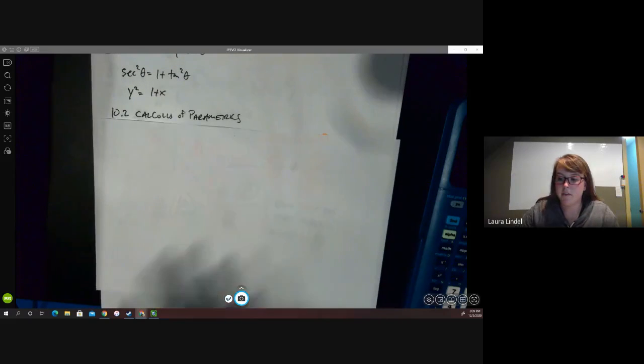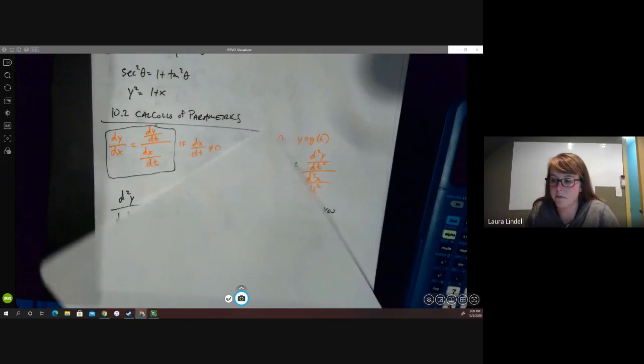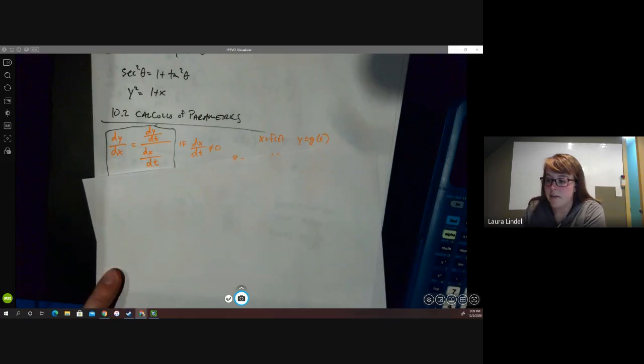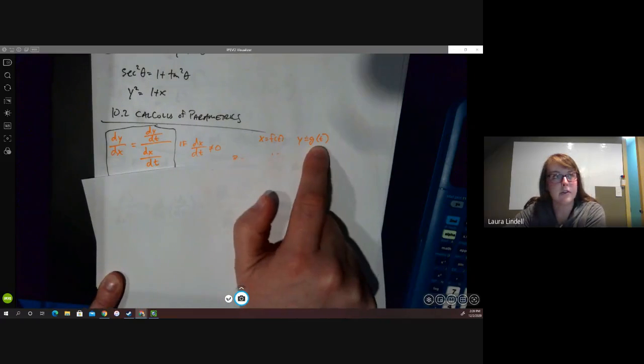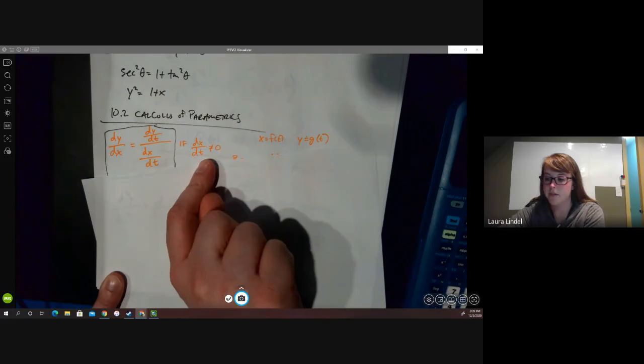Then moving into today's stuff, the calculus of parametrics. We're going to talk about how we take the derivative and the second derivative of a parametric equation, and then also how we find the equation of a line that's tangent to a parametric, and points of horizontal and vertical tangency. So with that, here we go. First of all, taking the first derivative. dy dx for a parametric where x is some function of t and y is also a function of t would be dy dt over dx dt, as long as dx dt is not equal to 0.